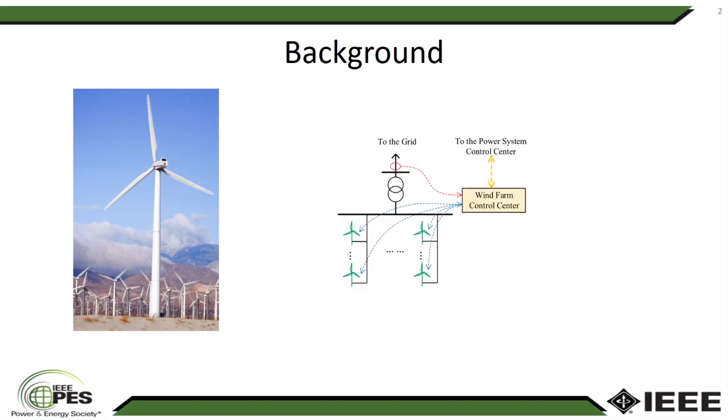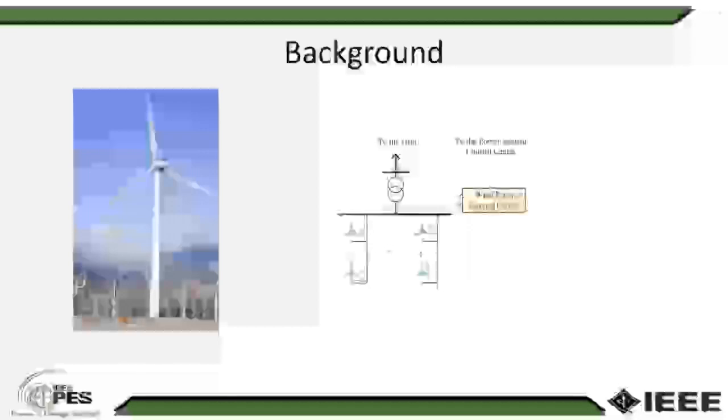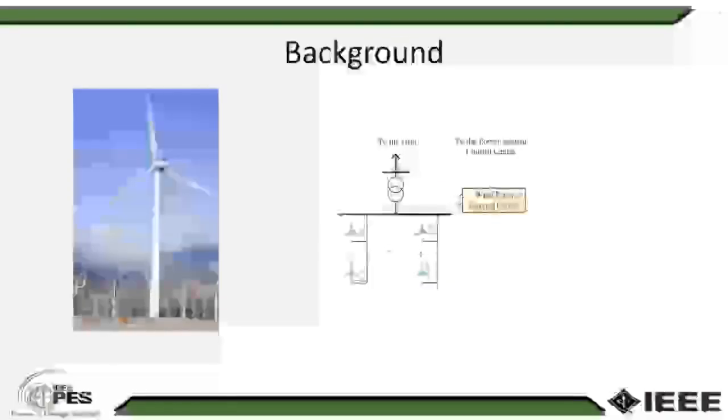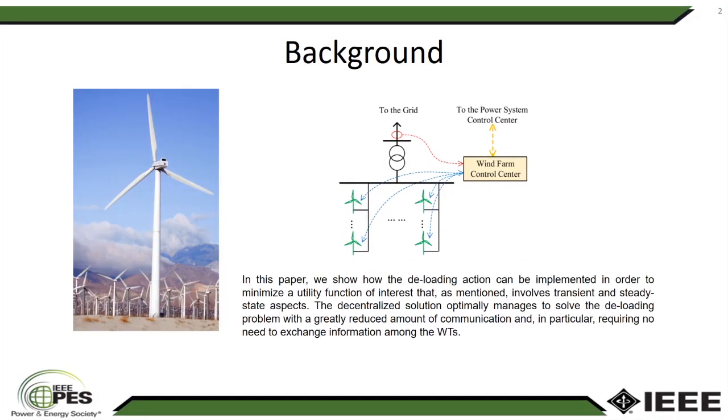Typically, large-scale wind farms consist of tens to hundreds of wind turbines. So there is a problem: if a wind farm needs to deload, how should the operator share the power reference to each wind turbine? In this paper, we try to solve this problem.